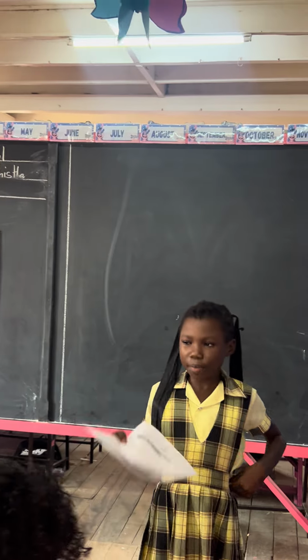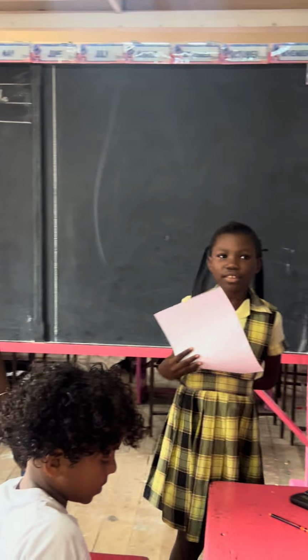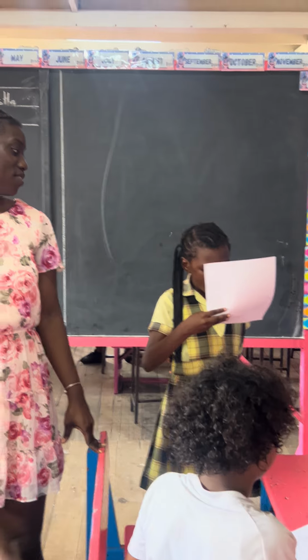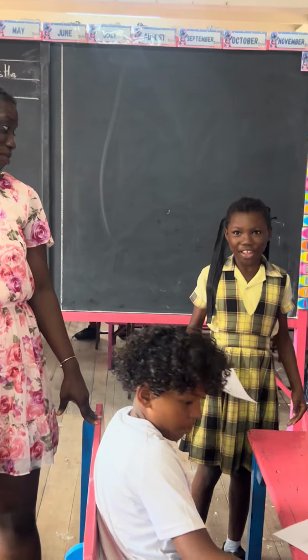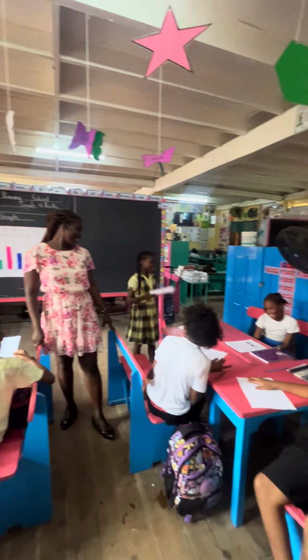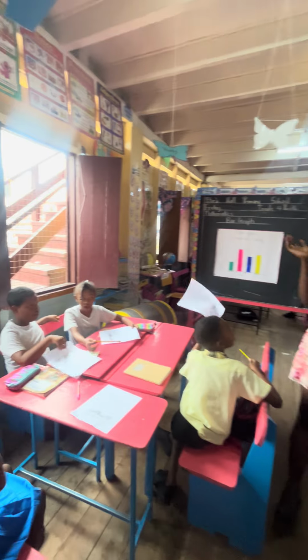Alright, stand Chanel, tell me for your group. So 2 like cats, and 4 like dog, and 2 people like fish. Alright, give them a clap.